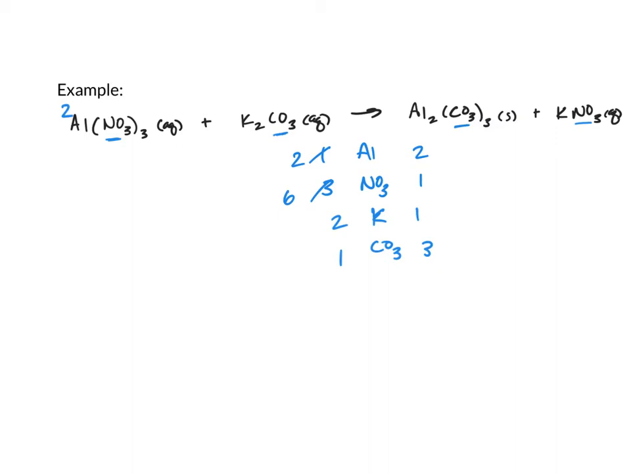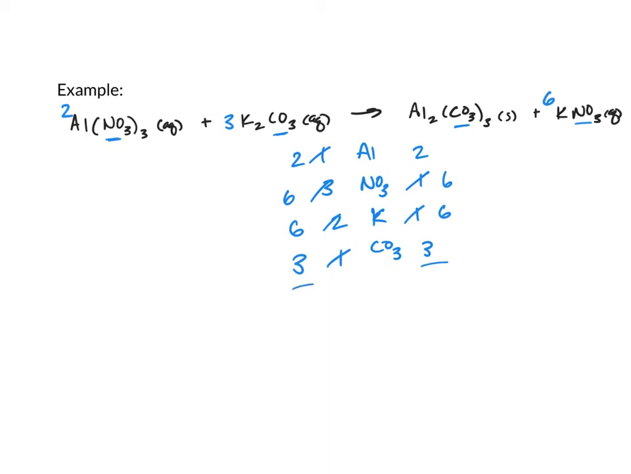So then the aluminums are okay, but for nitrates, I have 6 on the reactant side. I only have 1 on the product side. So I'm going to put a 6 in front of that KNO3. That changes the number of nitrates to 6, but it also changes the number of potassiums to 6 on the product side. I have 2 potassiums on the reactant side, so this needs to be a 3, which changes the number of potassiums to 6, but also changes the number of carbonates to 3, which happens to work out because I have 3 carbonates on the product side and 3 on the reactant side.